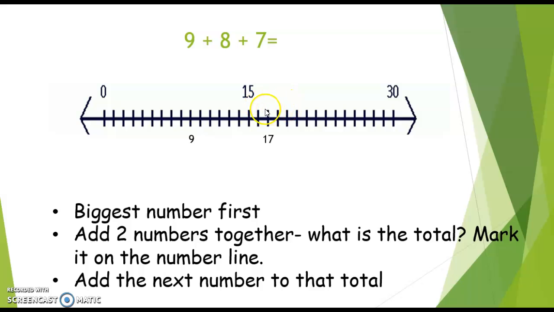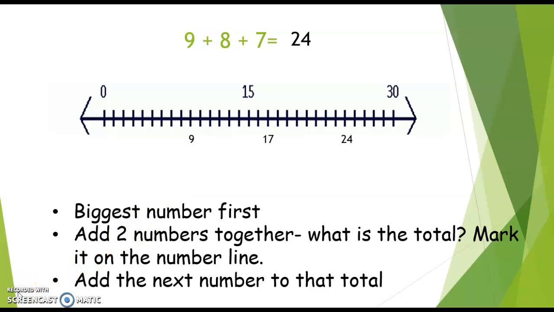So we're at 17. Then we're going to add 7. So 1, 2, 3, 4, 5, 6, 7. So this is where we need to be: 17, 18, 19, 20, 21, 22, 23, 24. So our final answer is 24.